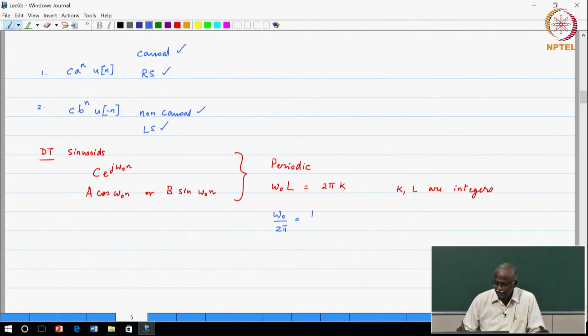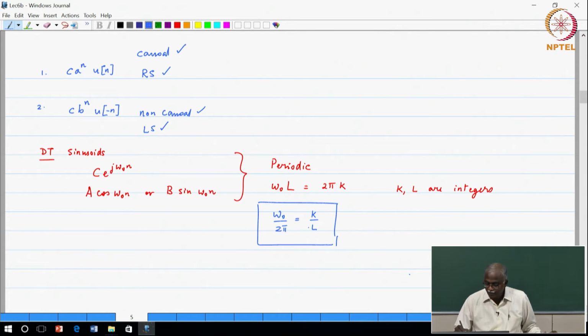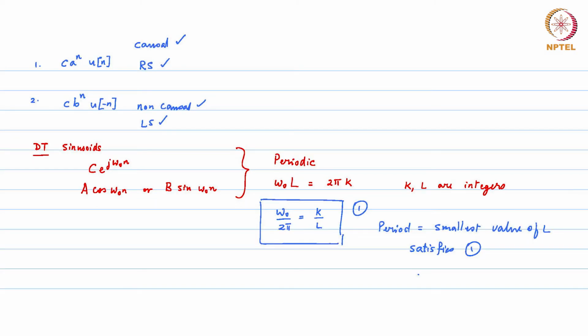by 2 pi is equal to a ratio of integers, which is k by L, and the period itself is the smallest value of L which satisfies this equation 1. Okay, the period is equal to the smallest value of L that satisfies equation 1. Okay, so again I am assuming this is something that you will be familiar with.